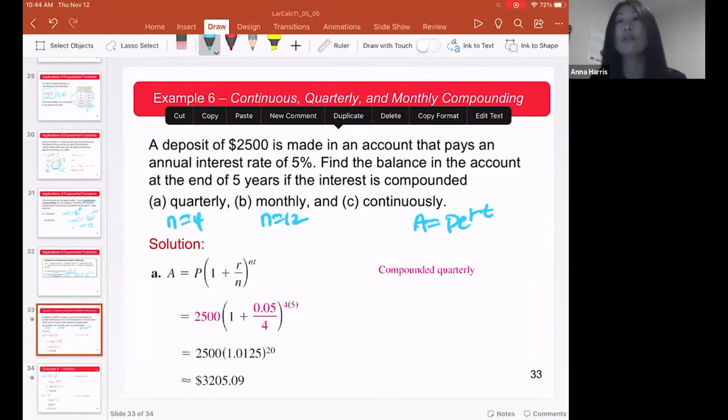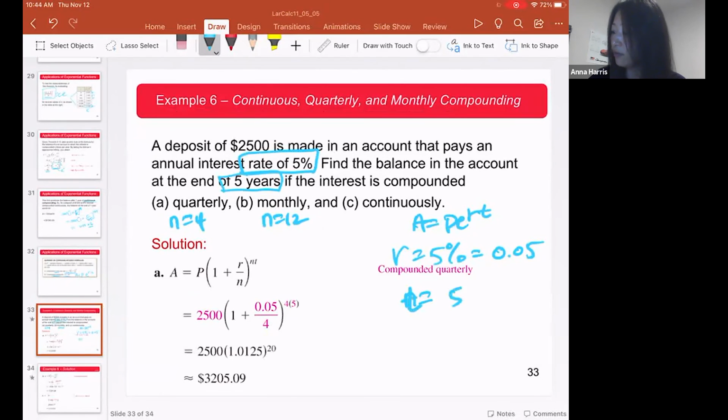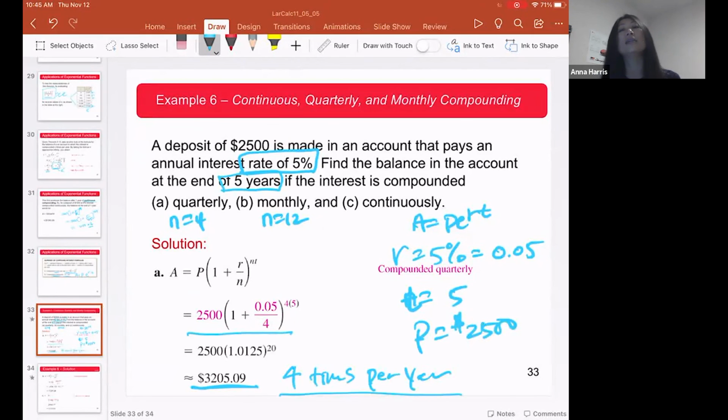All right. So what is my r? So my r is equal to 5%, which is the same as 0.05. How many years are you going to do? 5 years. So n is equal to how many? I mean, the t is equal to 5. My P is equal to 2,500. So we just plug into our formula right here. So you get this number for 4 times per year. You compound n times a year.